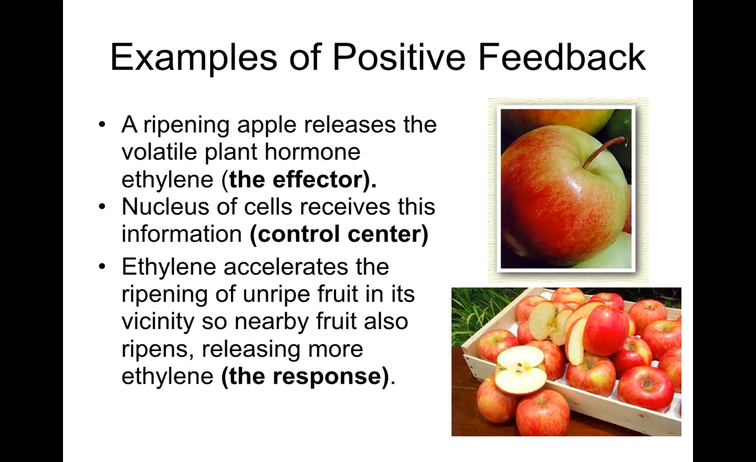Here's another example of a positive feedback loop. Ripening of an apple releases the volatile plant hormone ethylene. That's the effector. The nucleus of cells receive that information, the control center. Ethylene accelerates the ripening of unripe fruit in the vicinity. So nearby fruit also ripens, and that releasing more ethylene is the response.